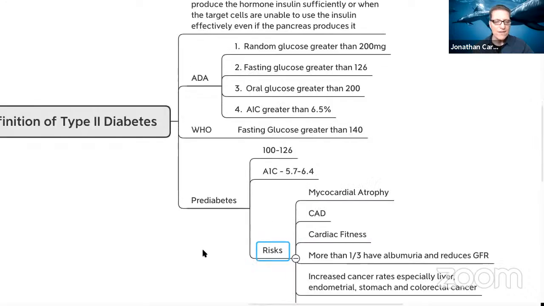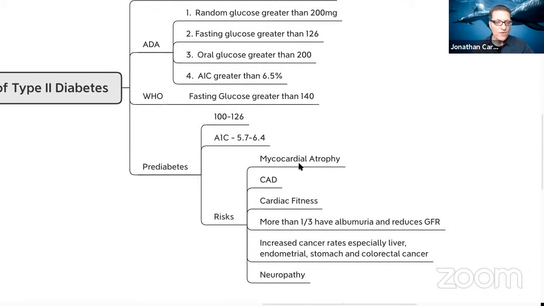What are the risks of prediabetes? Believe it or not, there's risk of myocardial atrophy, meaning they look at the ventricle and see that as the blood sugar goes up, even into the pre-diabetic range, there's some myocardial atrophy, which can be reflected in cardiac fitness, where they measure the function of the heart. And believe it or not, people who have obesity but do not have prediabetes have much greater cardiac fitness.